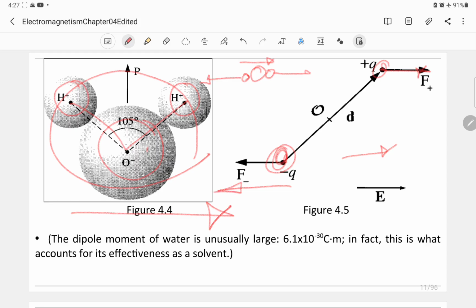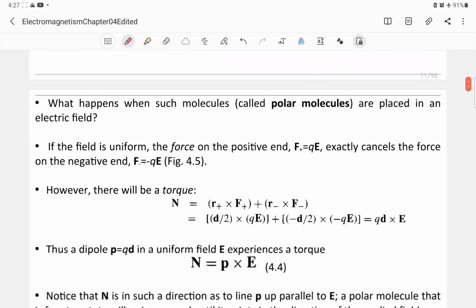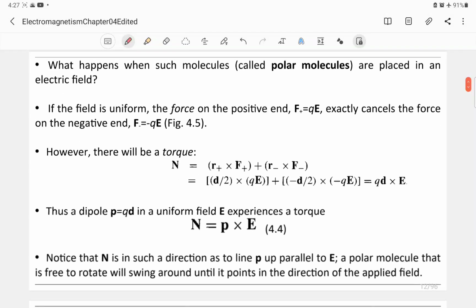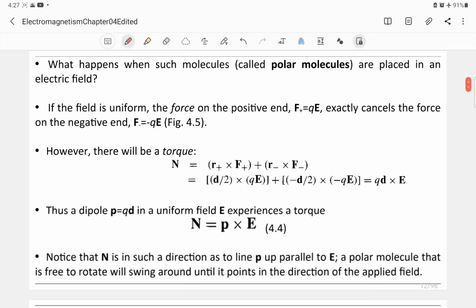The dipole moment of water is very large. It's 6.1 times 10 to the negative 30 coulomb meter, and this is actually inherent to the property of being an effective solvent. By the way, water is called a polar molecule.